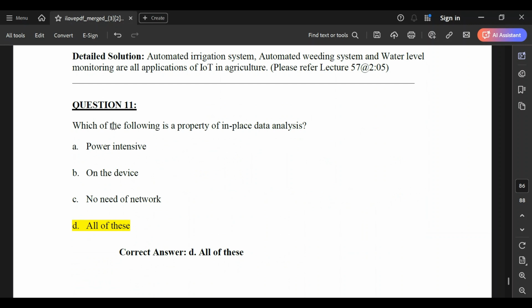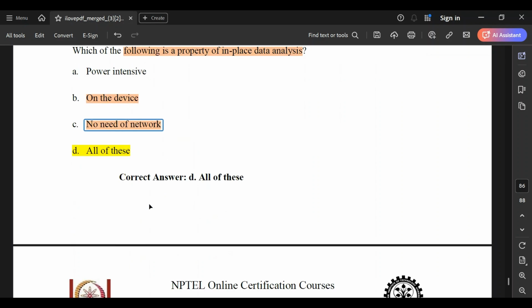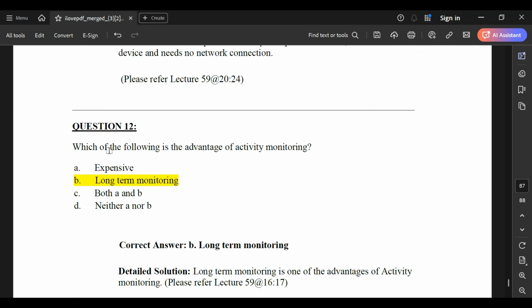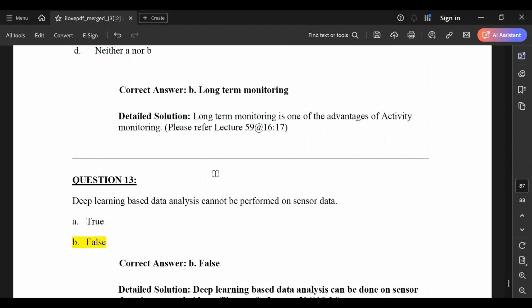Which of the following is a property of in-place data analysis? So it is power insensitive on the device. No need of network. So all of these are there. Which of the following is the advantage of activity monitoring? So long-term monitoring is the advantage of this activity monitoring.